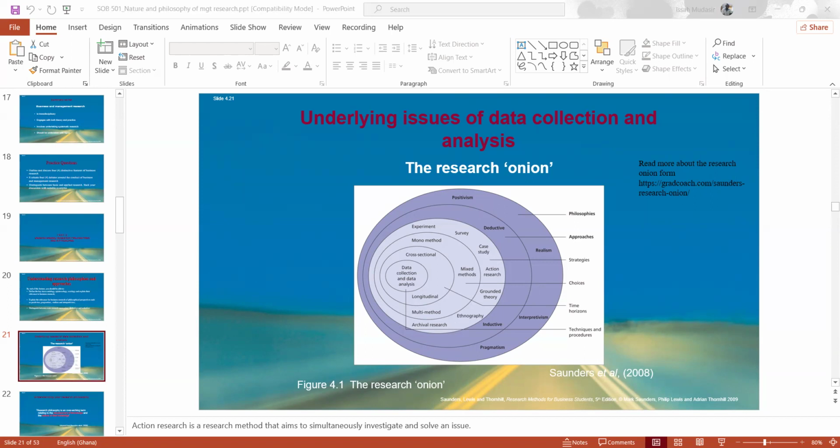Then after determining the strategies, you have choices to make in terms of methodology. Whether you want to do quantitative, qualitative, mixed method, or whether you want to do multi-method or mono method. Mono method means you are using a single method. A multi-method means you are using what? A collection of different methods together.